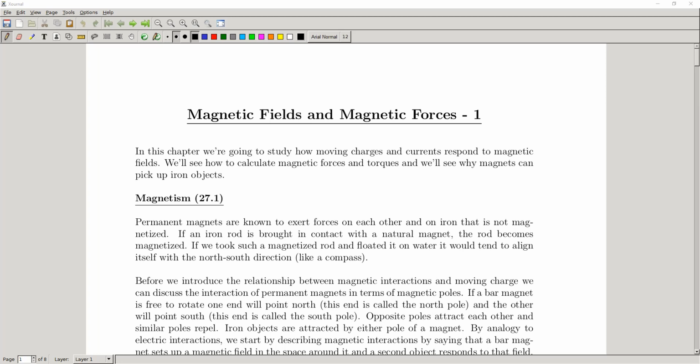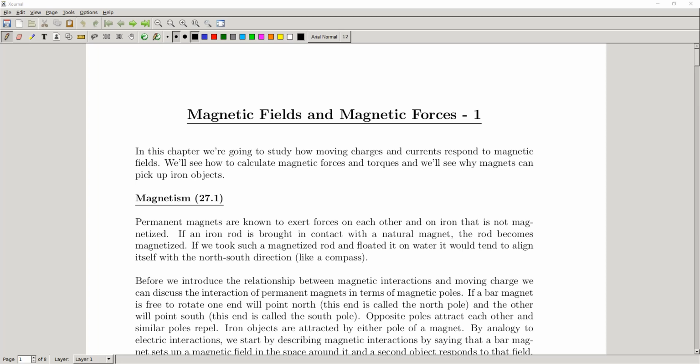Okay. So we're going to start off in chapter 27 by looking at section 27.1. That section is titled Magnetism. This is sort of a qualitative look at magnetism. There are no calculations in the first section. For that reason, we're going to look at it, and then I'm going to pair it up in this video with section 27.2, where we start to develop some ideas of how we can calculate magnetic forces.